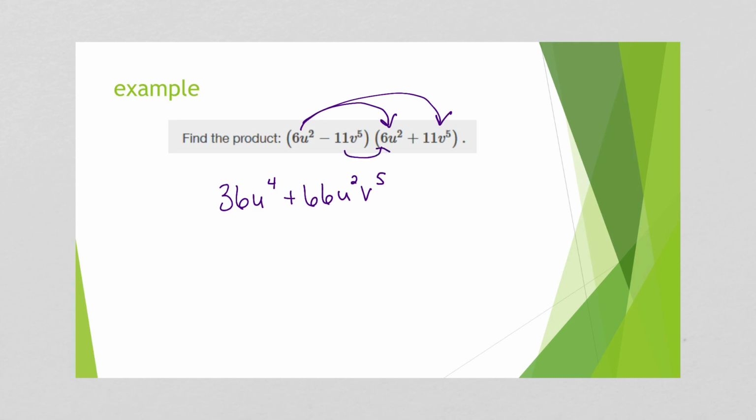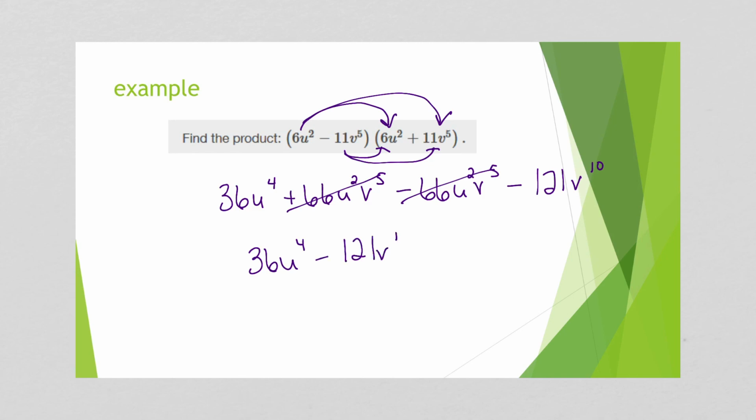Now we're going to multiply negative 11v to the 5th times 6u squared, and we get negative 66u squared v to the 5th. And then we multiply negative 11v to the 5th times positive 11v to the 5th, and we get negative 121v to the 10th power. Add those exponents together. And look, this creates 0. One's a plus, one's a minus, and they're the exact same. So they do create 0. So I get 36u to the 4th minus 121v to the 10th. All right, let me know if you have any questions.